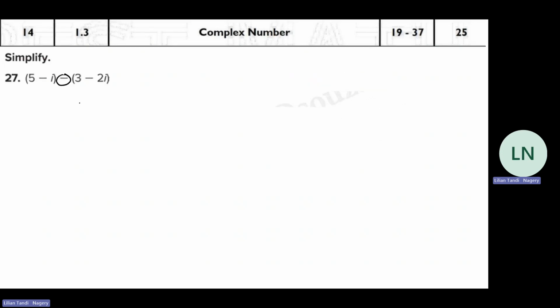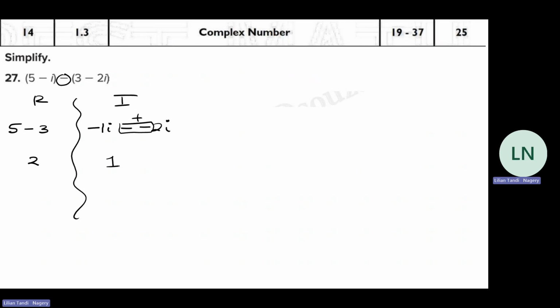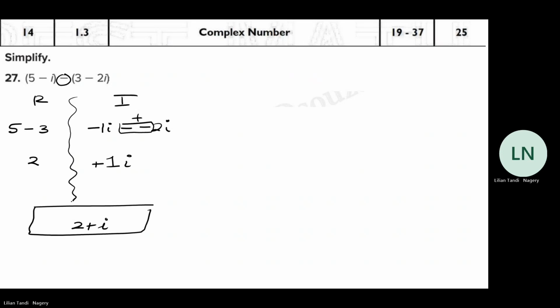You're subtracting. Real, imaginary. 5 minus 3, 2. Negative 1i minus negative 2i, plus, that becomes positive 1i. So your answer is 2 plus i. Because in math, we don't write 1. Okay? In math, we do not write 1.